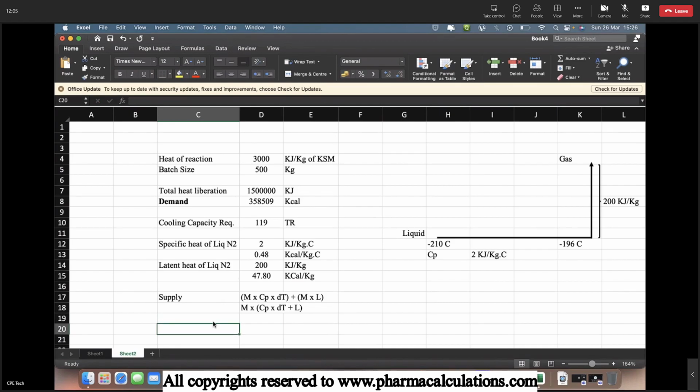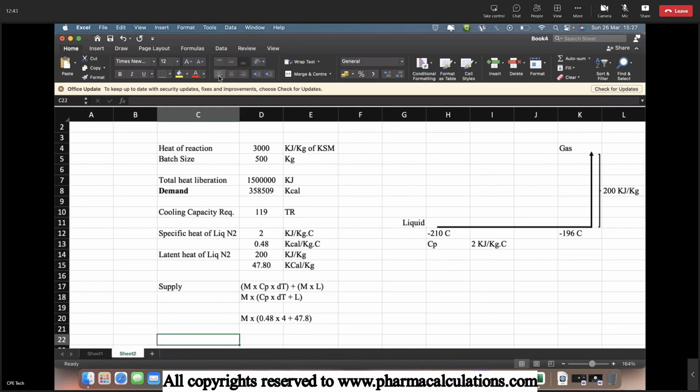So just before that, let's include all the values here. Cp is 0.48, and the maximum delta T for liquid nitrogen is going to be almost 14 degrees, that is 210 minus 196. As a worst case I'll be taking the liquid nitrogen as available at -200 degrees, so I'll be taking a delta T of only 4 degrees. Plus here the lambda is 47.8, and this is the equation we got.